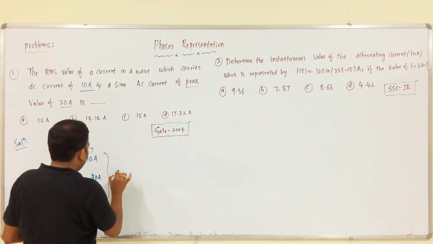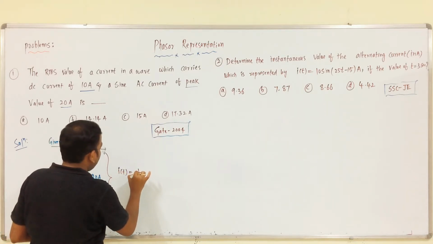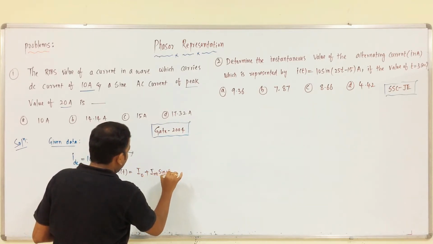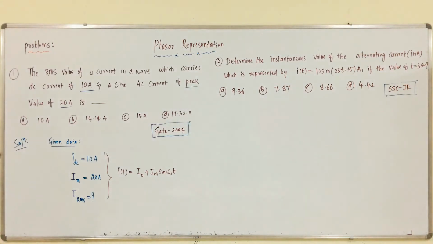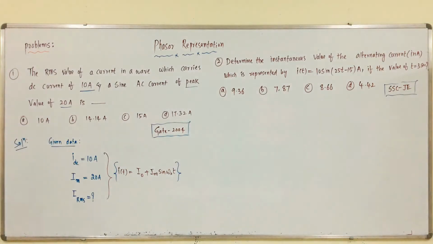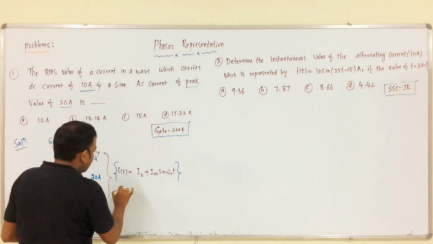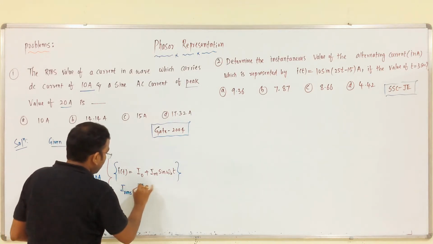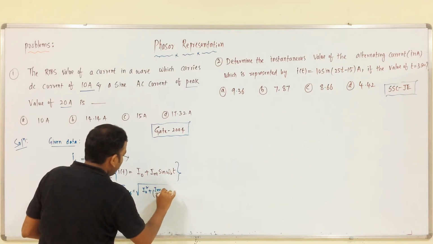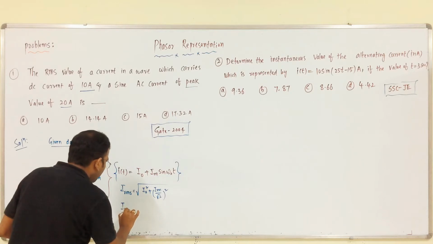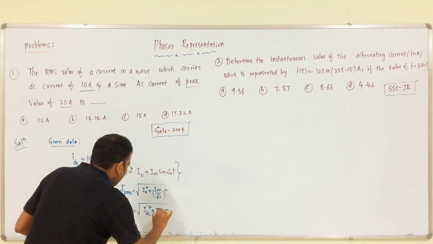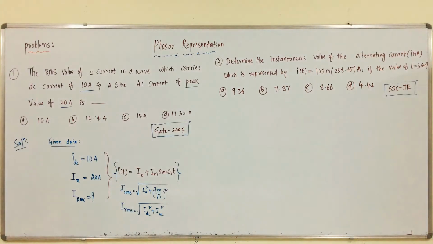What does this mean? For example, the current i of t is nothing but I naught plus Im sin omega naught t, that is the representation. So, this is the equation of current. Now, we have to calculate the RMS value of this current. For this, IRMS is the square root of I naught square plus (Im by root 2) whole square, which is nothing but the square root of IDC square plus IAC square.